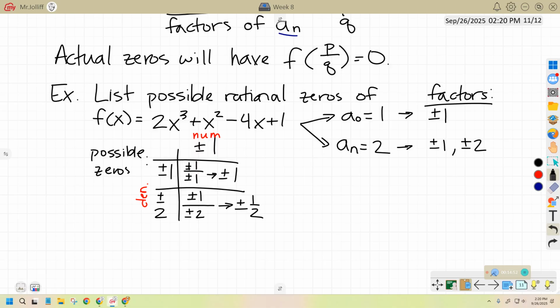Never infinite. So I have 4 zeros. I want to figure out which ones are actual zeros. So I'm going to check by evaluating my function at each of those points.